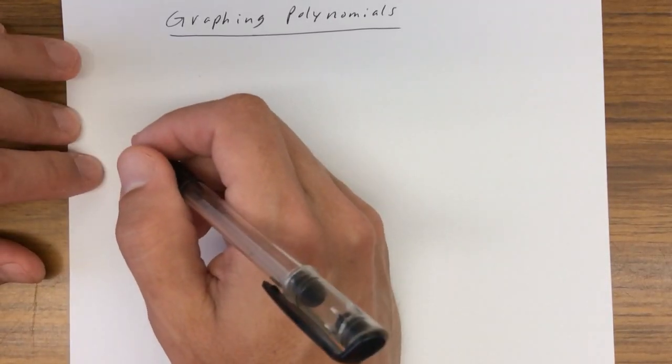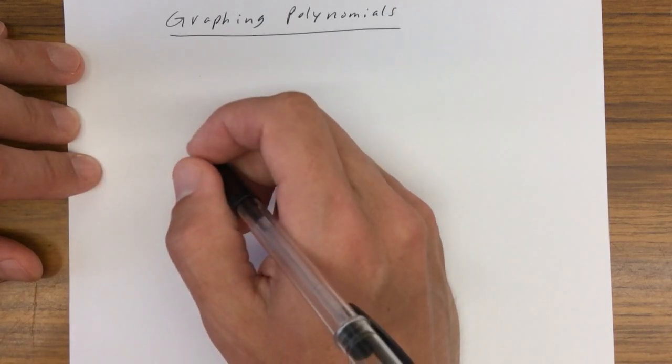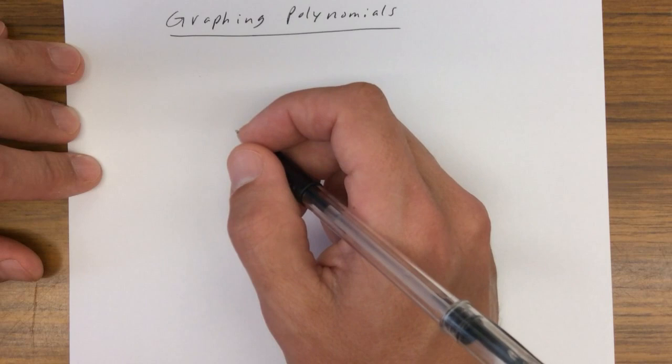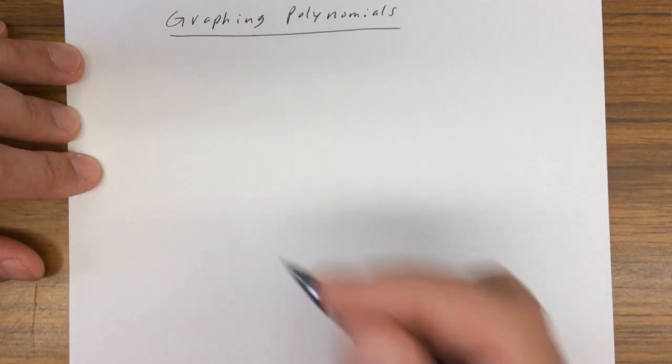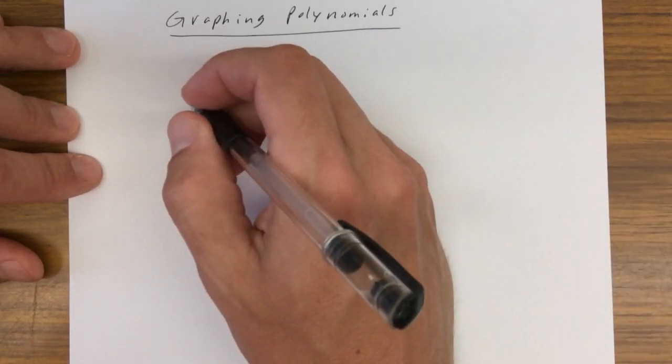Okay, in this video we're going to look at graphing polynomials. So if we can graph them from a certain form, then it'll make sense as long as we can put them into this form. The form that we're going to look at is factored form. First of all, we need to know what a polynomial is.